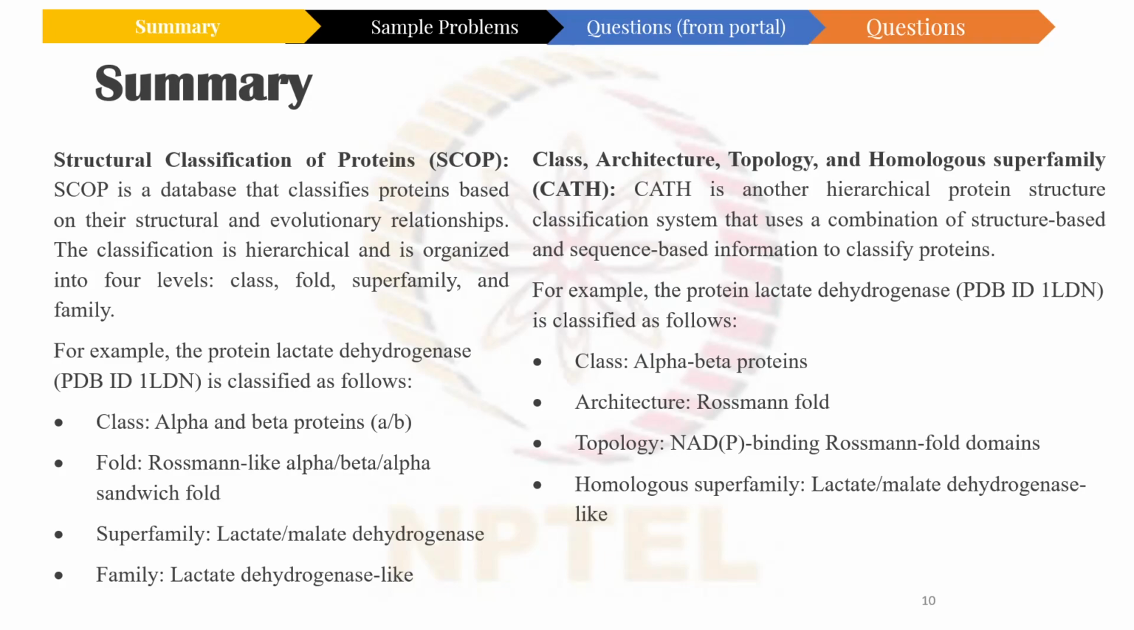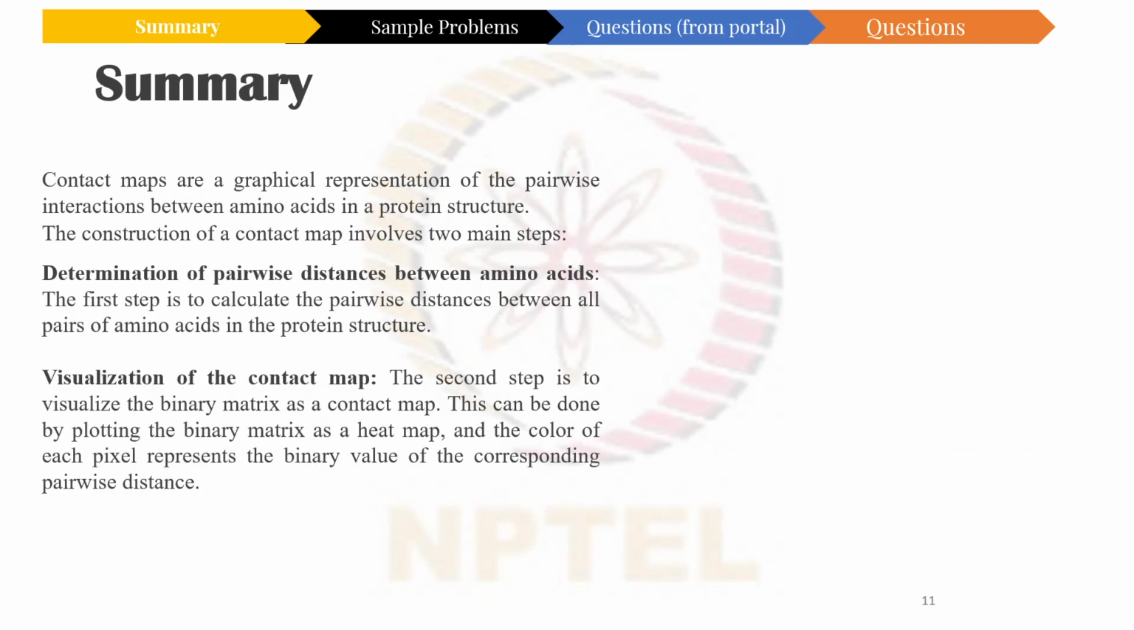So far, we have understood the classification of protein tertiary structure and the protein tertiary structure as well. Now I will be moving towards the analysis part. The first analysis step will start with contact maps. Contact maps are graphical representations of the pairwise interactions between the amino acids in a protein structure. They are commonly used in protein structure prediction and analysis.